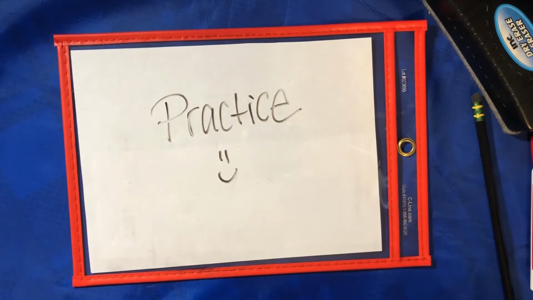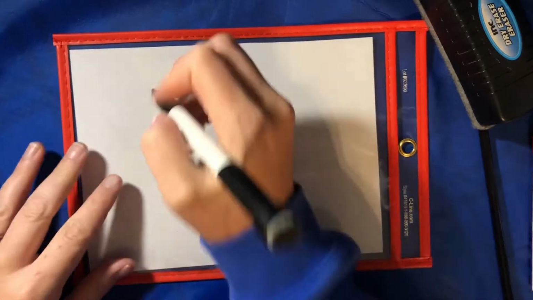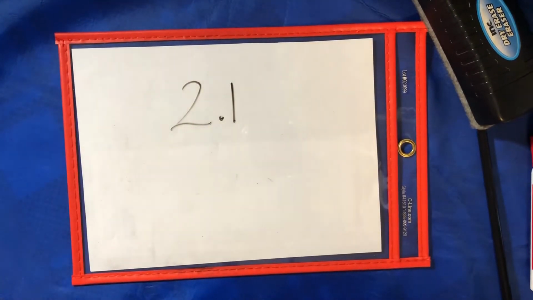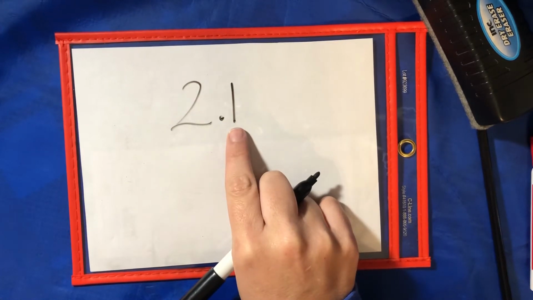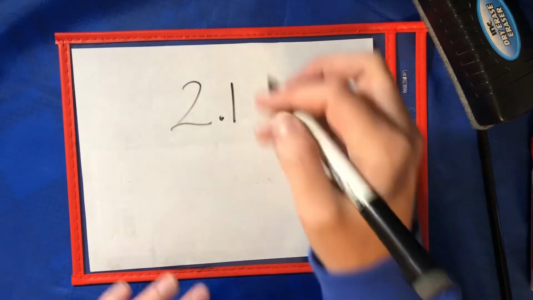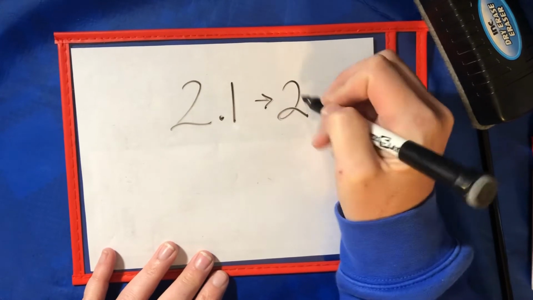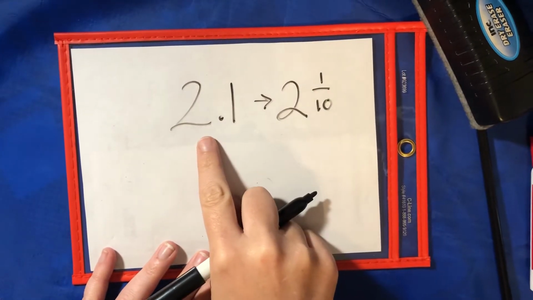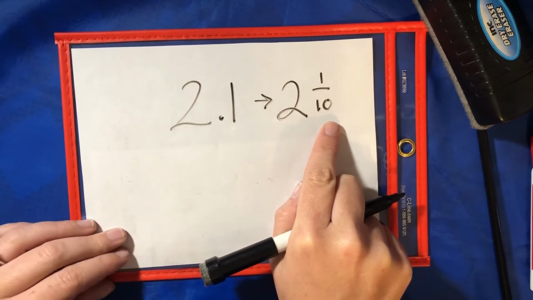Okay, so if I started off with the decimal 2.1, if I wanted to turn that into a mixed number, it would look like this, 2 1/10. So this decimal turned into a fraction would look just like that. Right?